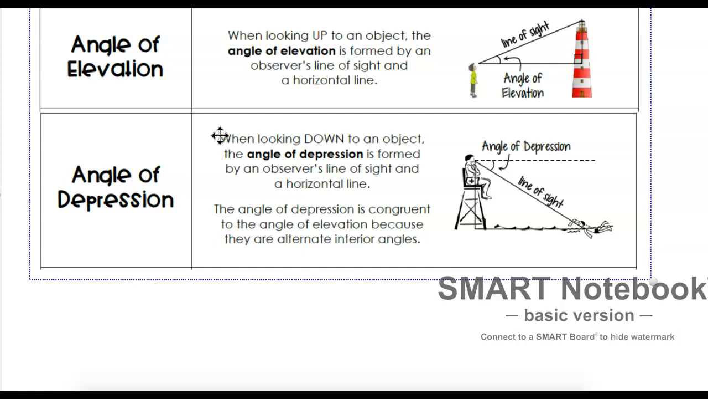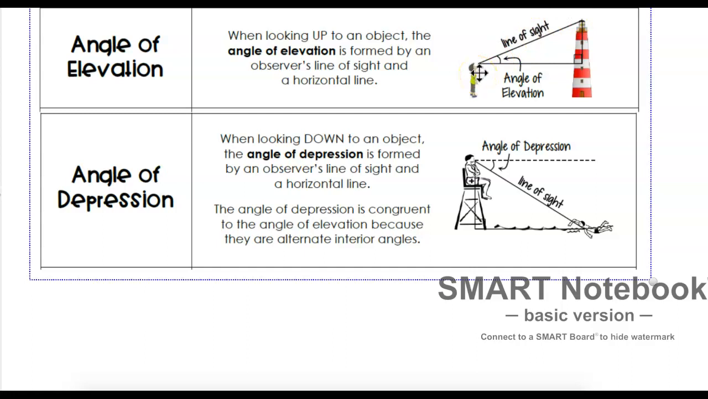So angle of elevation, when looking up to an object, the angle of elevation is formed by an observer's line of sight and a horizontal line. So here we have a person, they're looking up at the top of the lighthouse. Here, our angle of elevation is the horizontal line that is formed between this person's eyes and the lighthouse. So here we have the angle of elevation. It's the angle that's formed between this person's horizontal line and their line of sight.